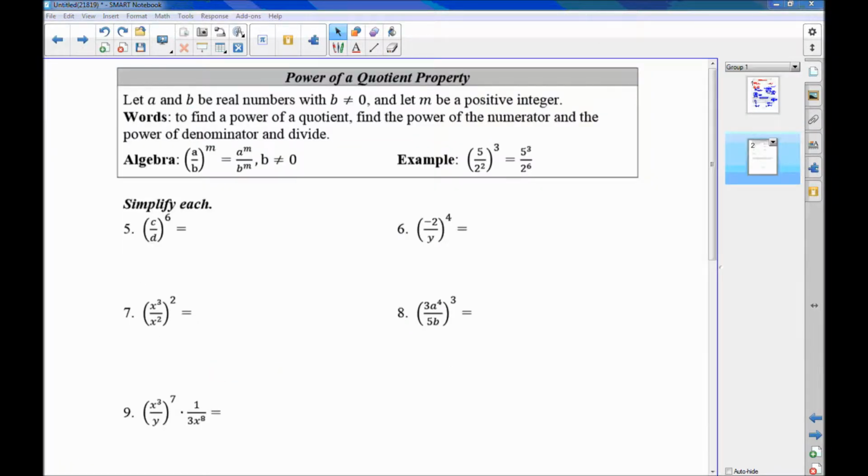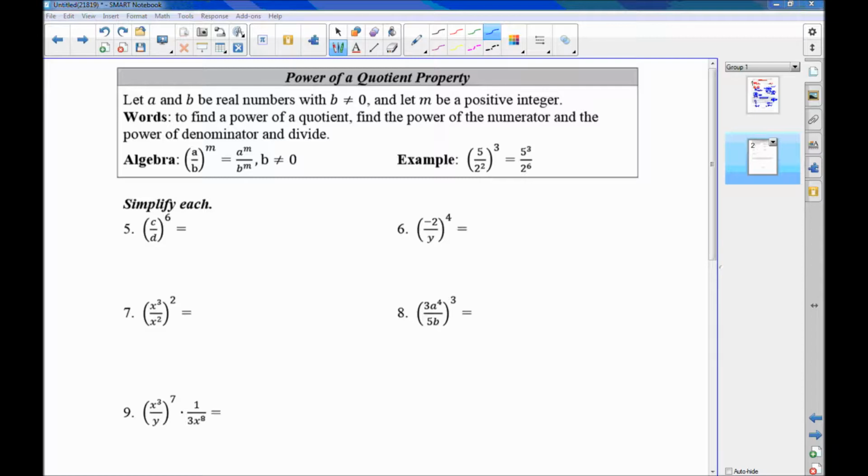Okay, on our last page, we have our last rule here, the power of a quotient property. So let a and b be real numbers, with b not being 0, and let m be a positive integer. So in words, we want to find the power of a quotient. We just find the power of the numerator and the power of the denominator, and then we would do the quotient normally. Okay, so in algebra here, we have a and b.